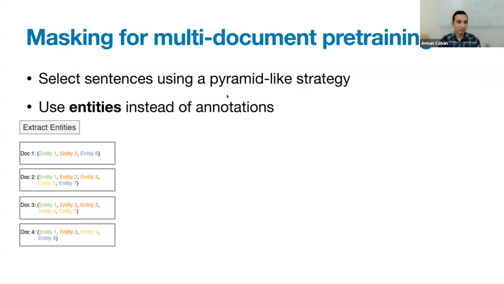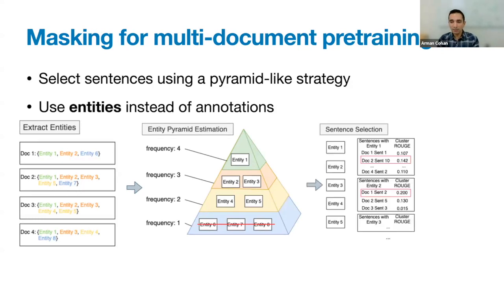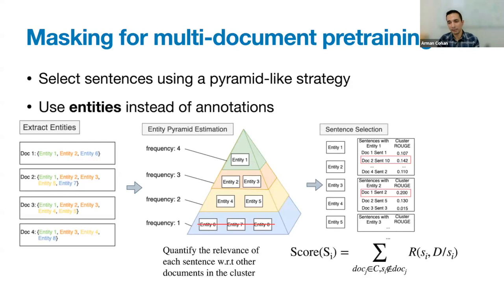We first identify entities. Instead of the summary content units, we use entities because then we can extract them automatically. And then we build this kind of a pyramid based on the frequency of how many times each of these entities appears in the cluster of documents that we have. And if the frequency is higher, it means that that entity is important. And then we do sentence selection, basically by looking at the sentences in which the entity appears.